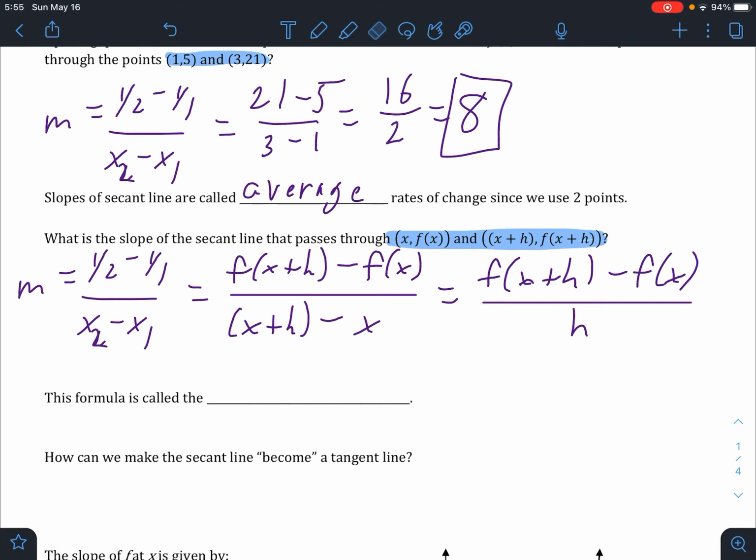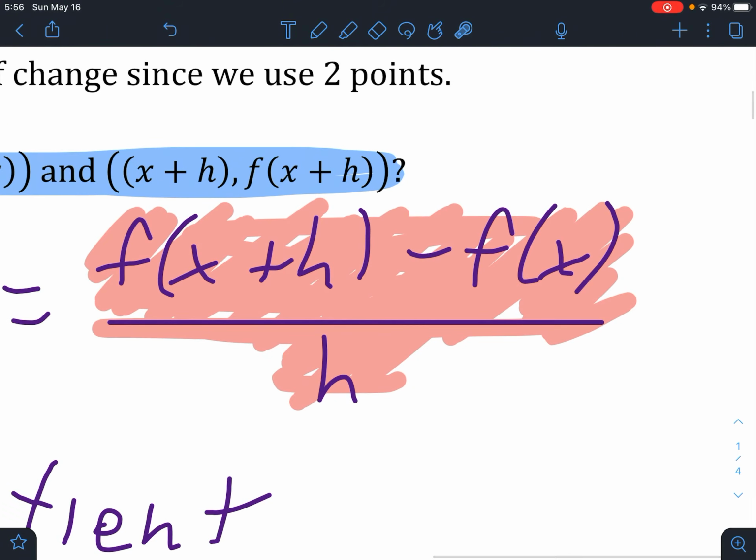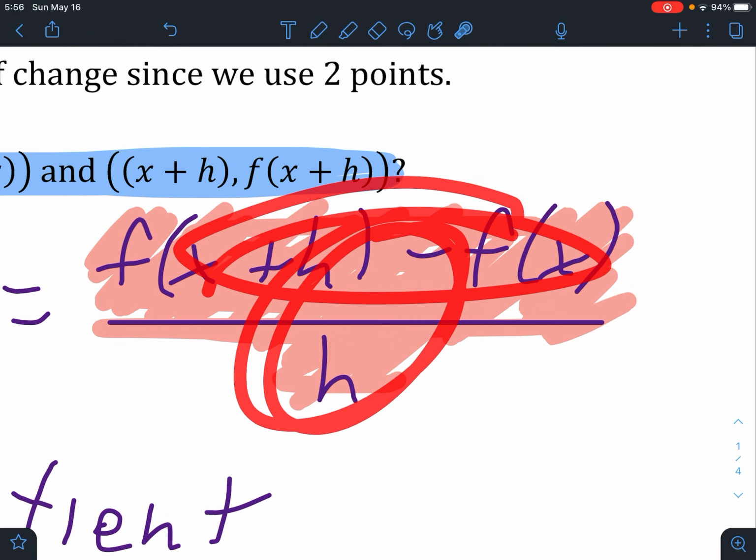Okay, so this formula right here that we just came up with, I'm going to highlight it because it's super important. It has a special name. It is called the difference quotient. I hope you can spell quotient correctly. So why is it called a difference quotient? Because in the numerator, you take a difference, and then when you divide, you get a quotient. So it's the difference quotient.